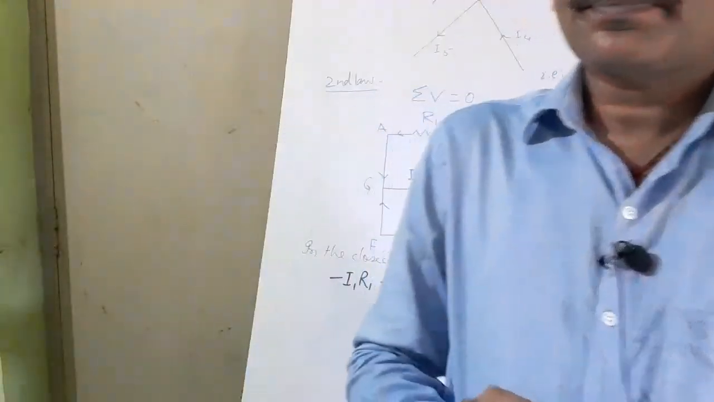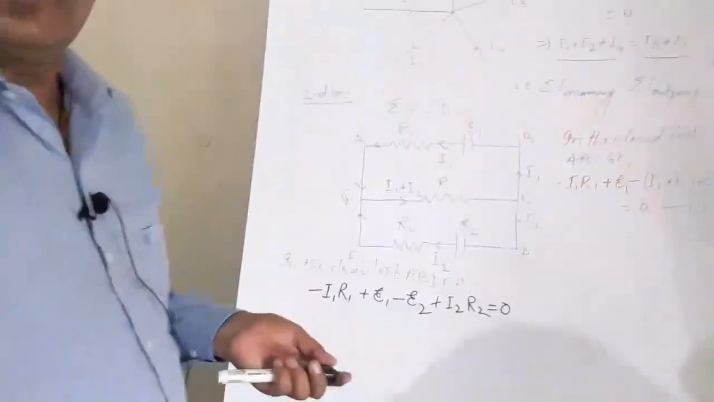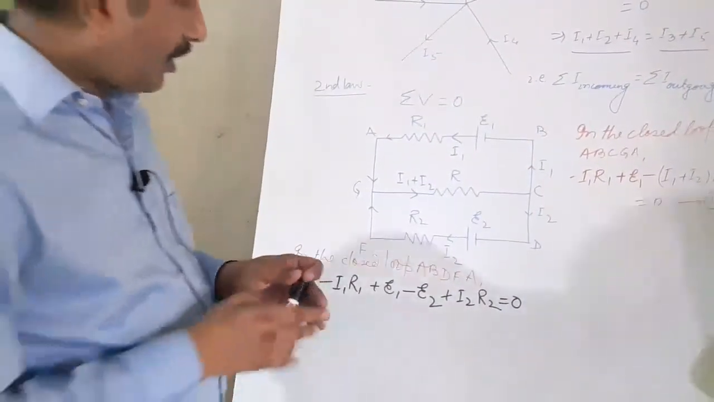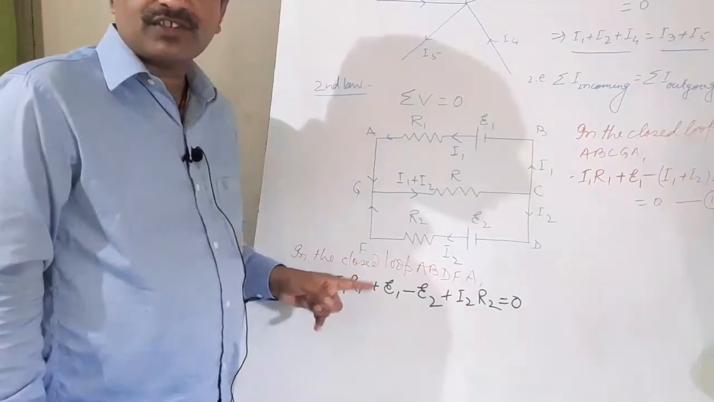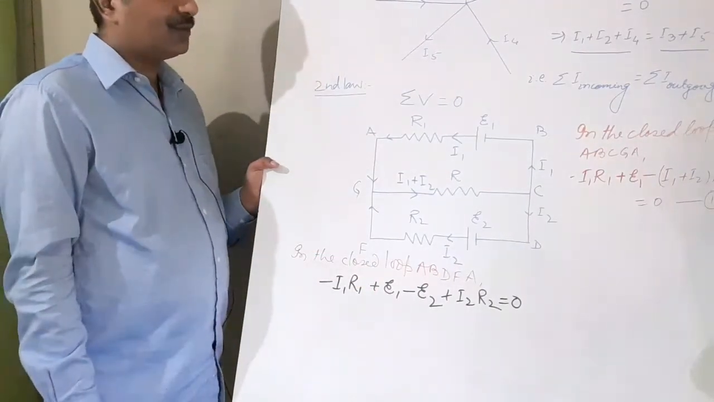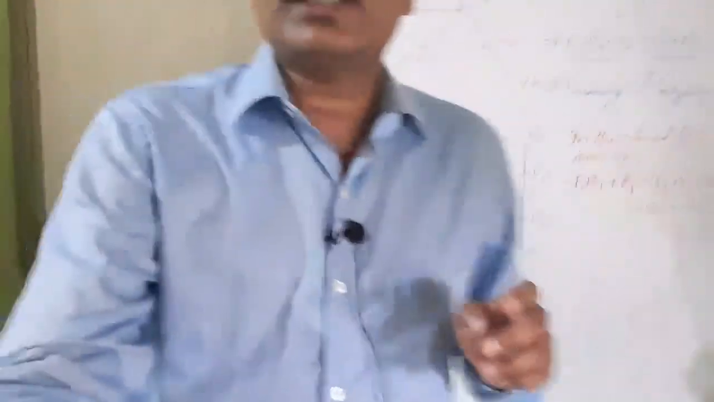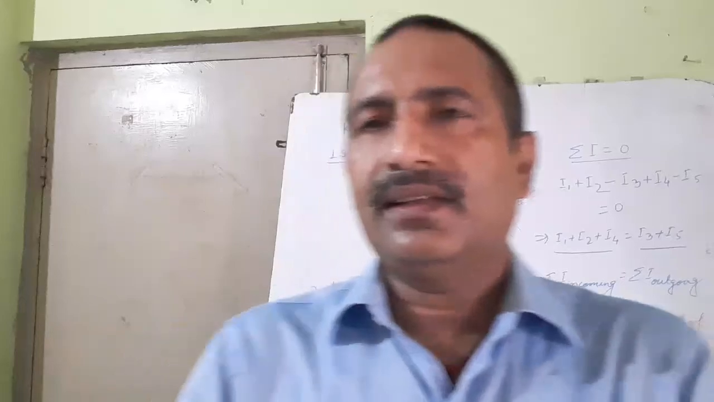Got it? So this is the sum of potential differences across each and every component in the closed loop is 0. Okay, so you learnt two Kirchhoff's laws. In the next lecture I will discuss the applications of Kirchhoff's laws. Okay, thank you.